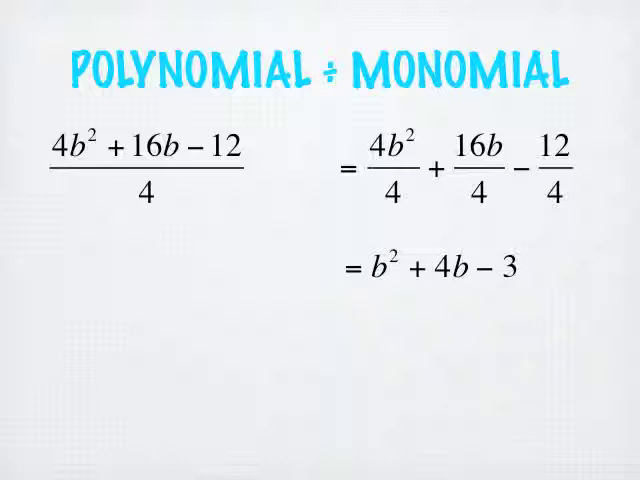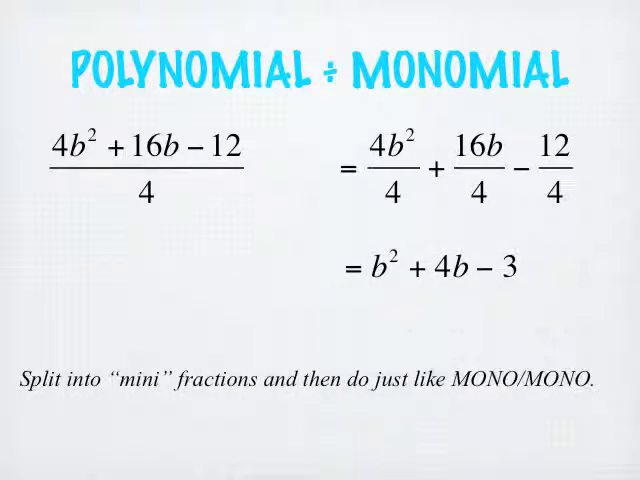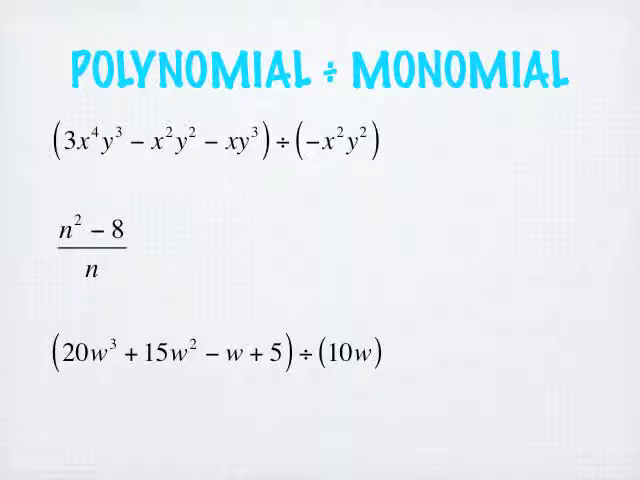So that is how we will do it if we have a polynomial, if we have many terms, divided by one term. If you only have one term in the bottom, you'll split it into many fractions. And so we'll do those just like mono over mono. We'll just use our exponent rules. Okay, these 3 examples I want you to do on your own, and we will solve those in the next video.